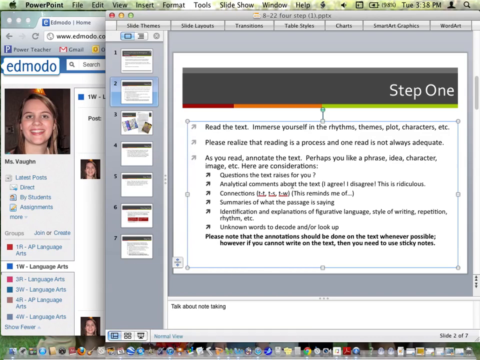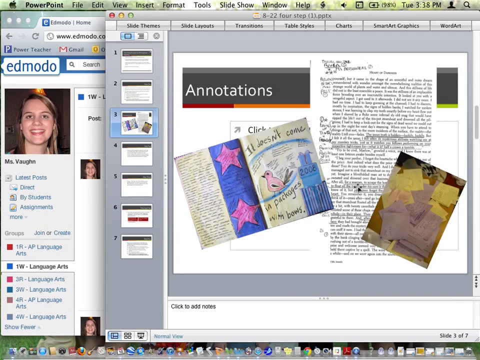Then the bottom says, please note the annotation should be done on the text whenever possible. Sometimes you'll have to do sticky notes, sometimes you'll just have to take notes in your journal or on some online journaling kind of thing. So keep that in mind. Last semester we talked about what some of the annotations would look like. Your paper should be written on. It should have lots of stuff written on, things underlined. A lot of you would just underline 1 or 2 sentences thinking that was your annotations, and it's not. Really interact with the text.